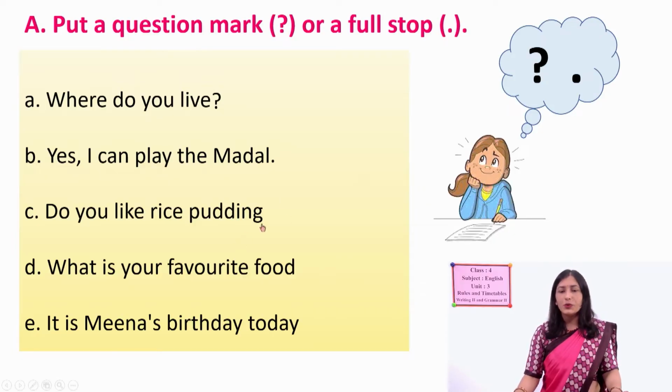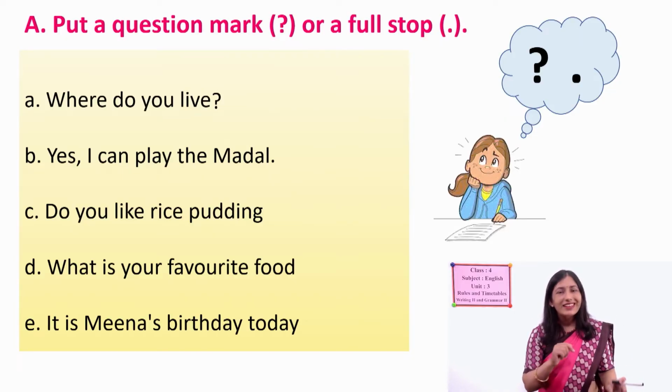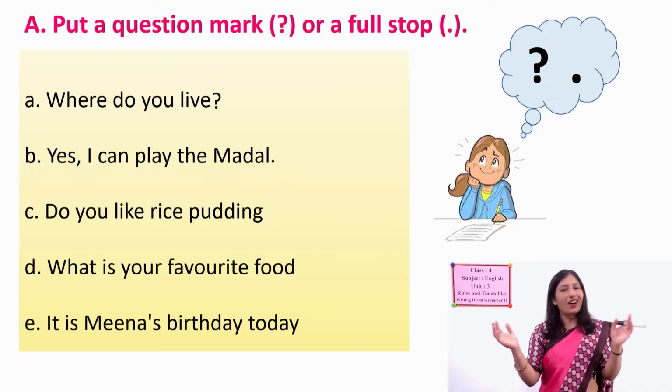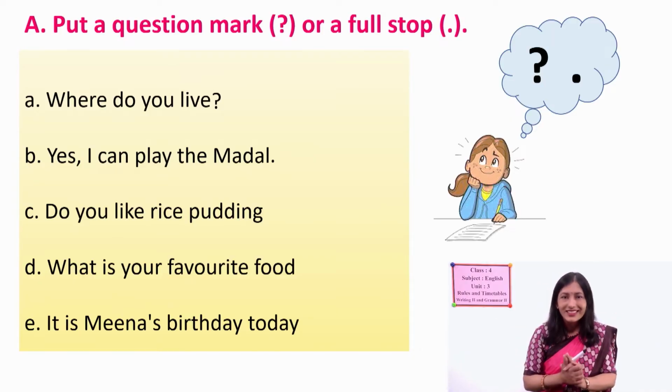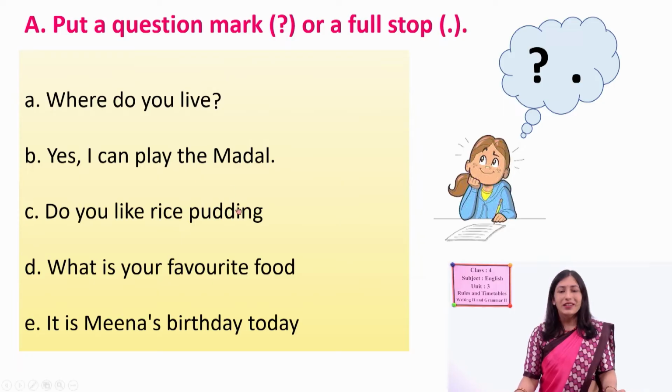Why did you put a question mark over here? Because it's a question, yes? It's a question because it starts with do, an auxiliary verb. And it is a yes-no question. You give the answer either in yes or no. Do you like rice pudding? Yes, or no, I don't. So here is a question mark. That's good. And now number D, read the sentence.